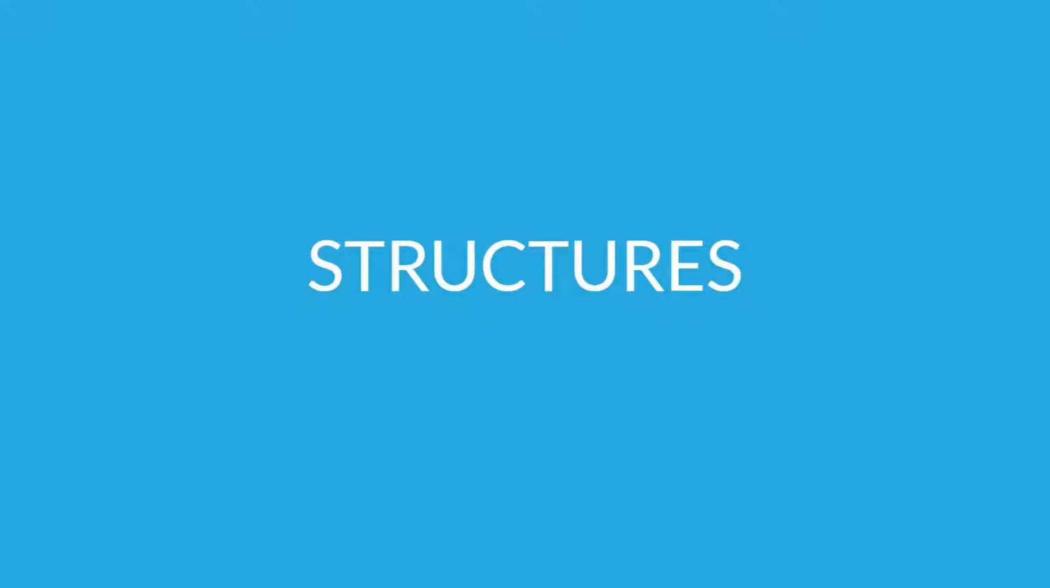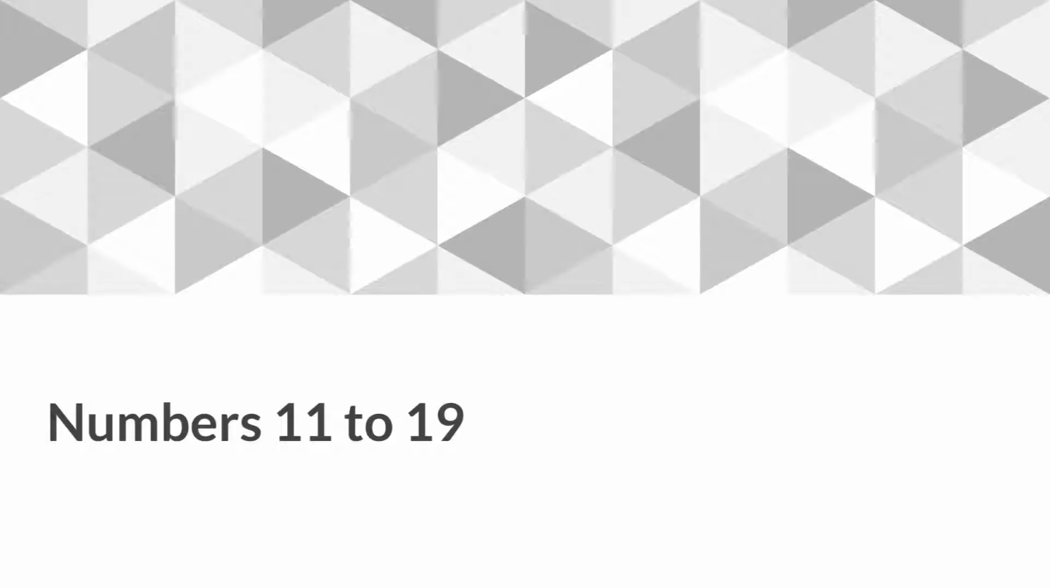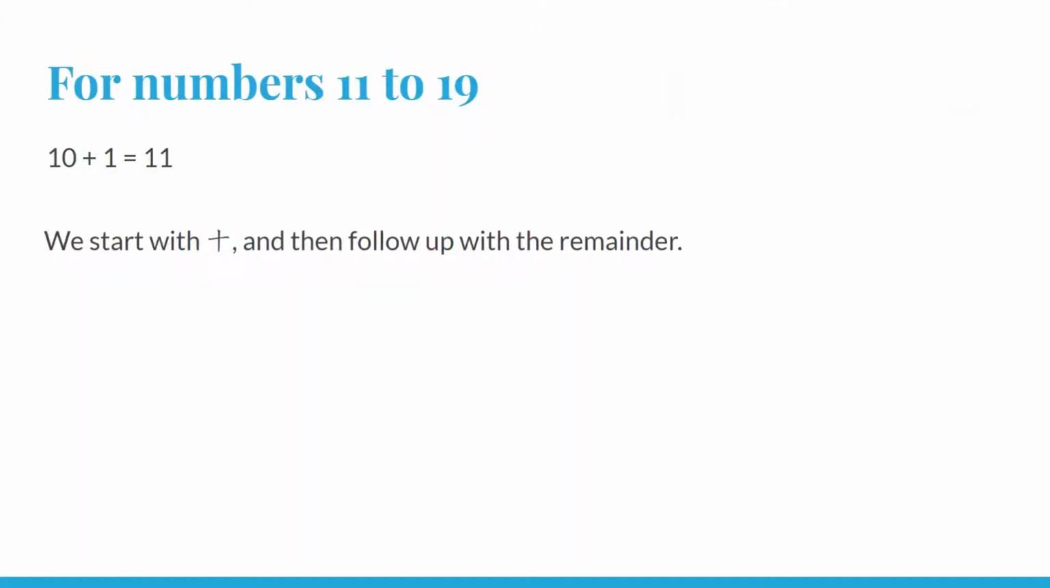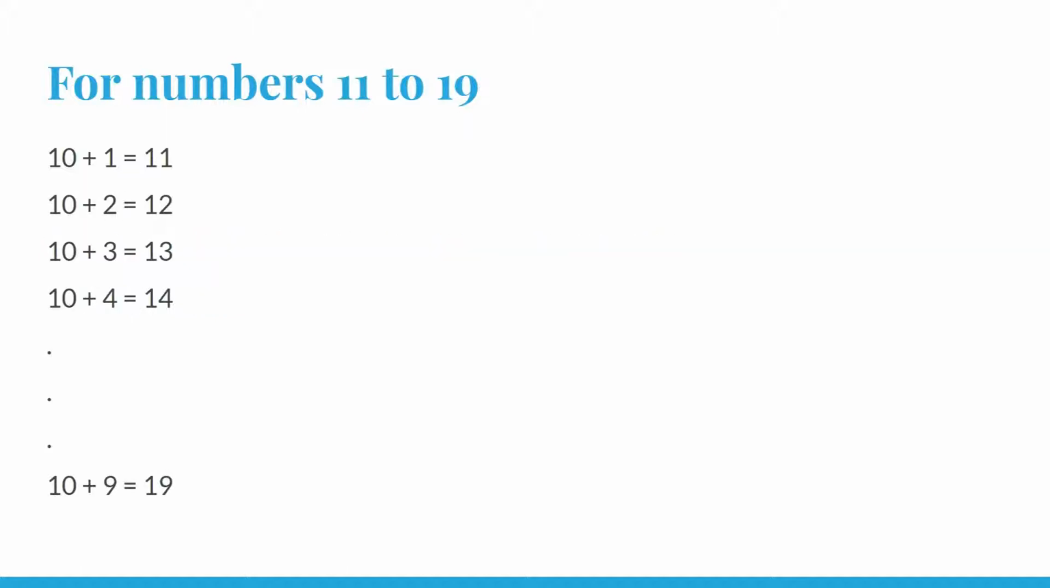Now, let's take a look at how we structure numbers. For numbers 11 to 19, we start with a 10, then we follow up with the remainder. In that case, if we take 10 away from 11, we are left with 1. So we have 十一, and this structure applies to 11 all the way to 19. The ones we know already, as in characters, are the first 3. So we have 十一, 十二, 十三 to represent 11, 12, and 13.